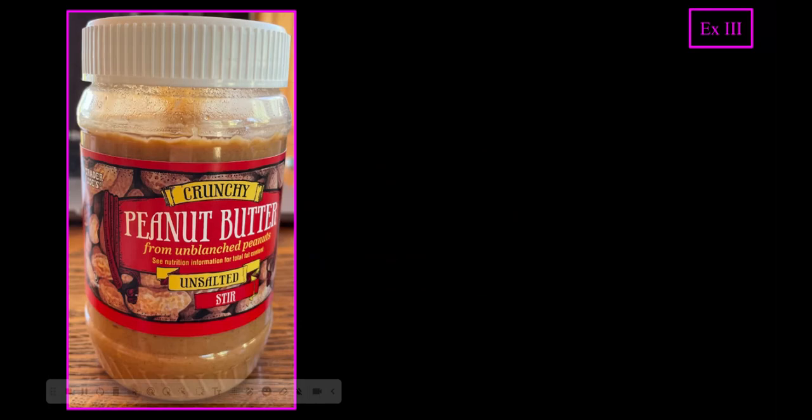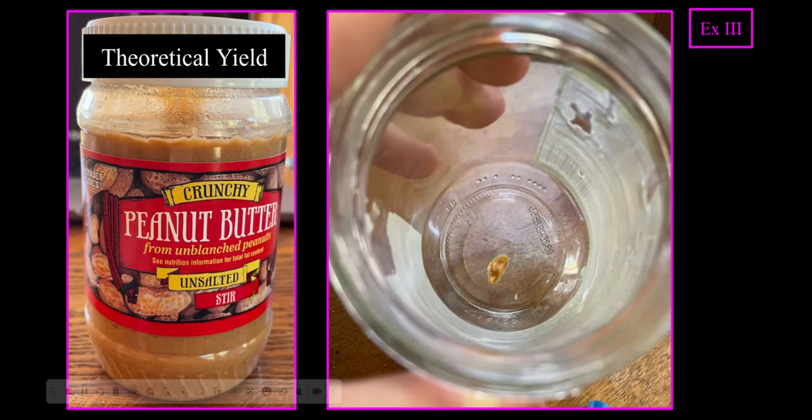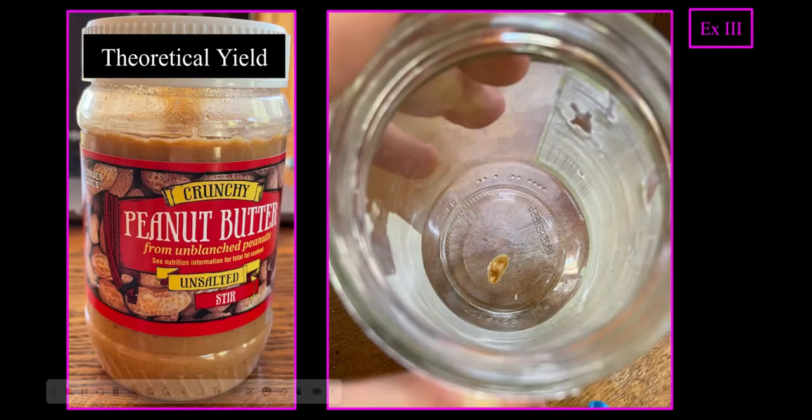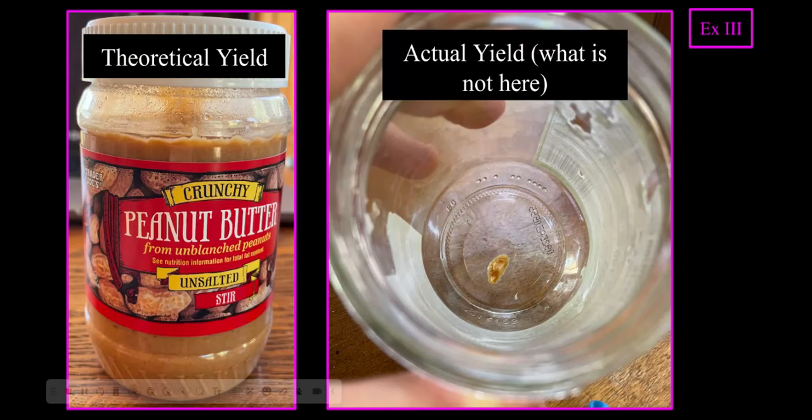Now let's say I've got a jar of peanut butter. This jar, when you start, is your theoretical yield. That's the yield I'll get in theory if I eat all that peanut butter. However, as you well know, sometimes there's some peanut butter you just don't eat. It's hard to get it all. What's there at the bottom is the leftover, and everything else was my actual yield. I got all that other peanut butter.